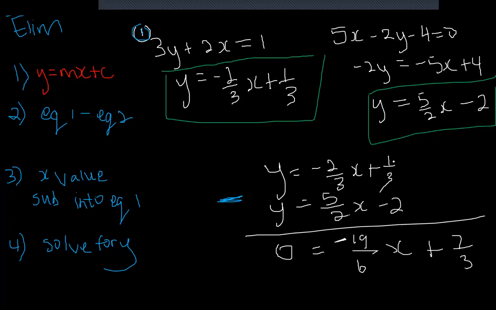Right. So the next one, this was minus 2/3 x minus 5/2 x. And the next one would be 1/3 x minus minus 2. Let me show you 1/3 x minus minus 2. Minus and a minus is a plus. So that's why it becomes, look up here, 1/3 x plus 2, which is 7 on 3.